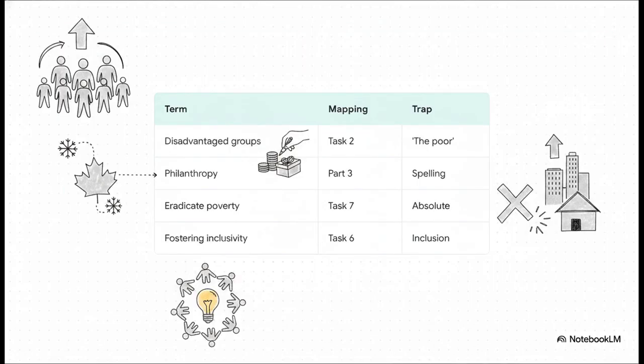Continuing with societal structures, let's look at disadvantaged groups. Pair this with support disadvantaged groups for Writing Task 2. It's a critical phrase when you're discussing local government support programs. The main trap is relying on the outdated term the poor instead of this high-scoring phrase.